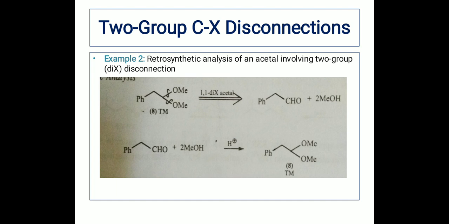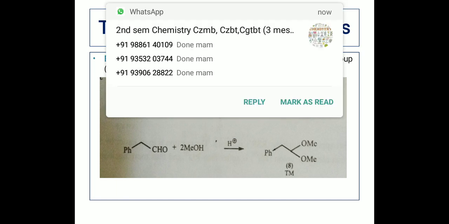And the next step is writing down the retrosynthetic arrow, and above that we are going to denote what kind of disconnection this is. So this is 1,1 diX acetal. We're going to write that above the retrosynthetic arrow. So now this gives rise to phenylacetaldehyde, and two molecules of methanol are going to be the synthetic equivalents.